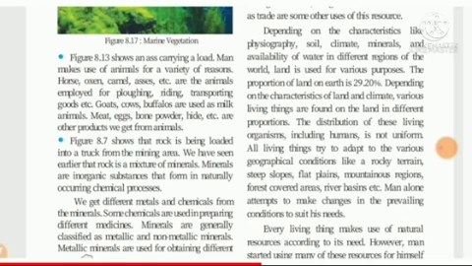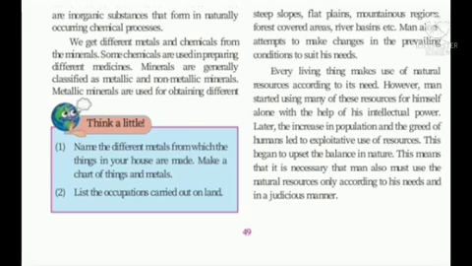All living things try to adapt to the various geographical conditions like rocky terrain, steep slopes, plains, mountainous regions, forest-covered areas, river basins, etc. Man alone attempts to make changes in the prevailing conditions to suit his needs. Every living thing makes use of these natural resources according to its need. However, man started using many of these resources for himself alone with the help of his intellectual power.